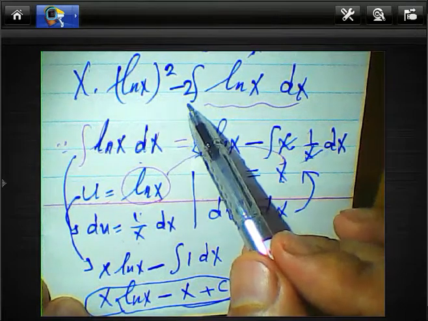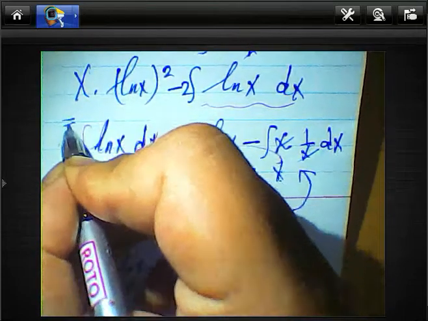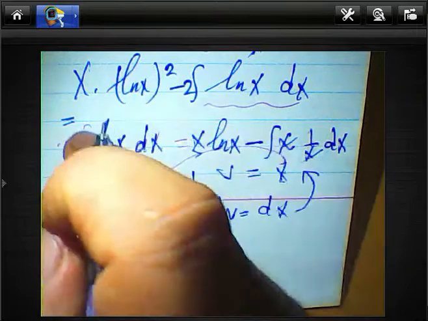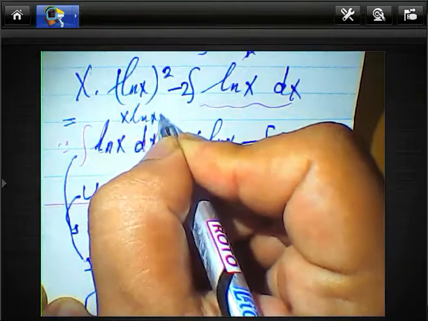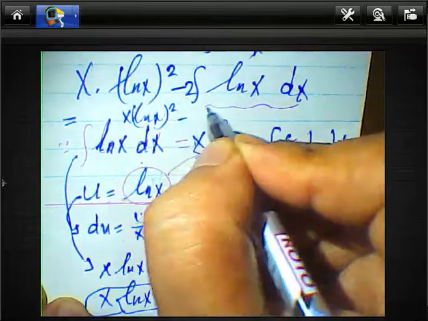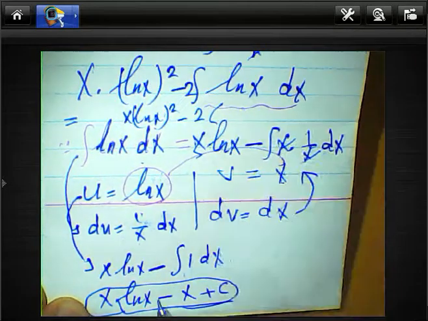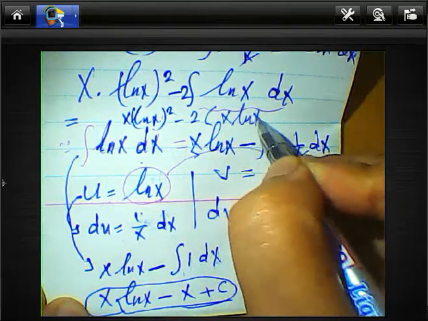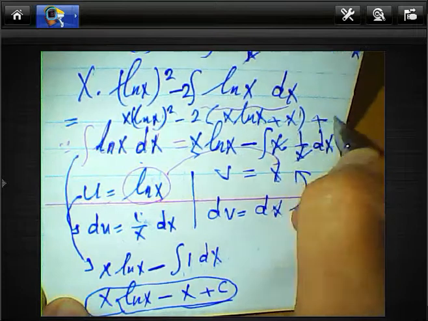We must distribute 2 to all expressions. Then the result will be, okay, I will write the result here. x ln x whole power 2 subtract 2 multiply by x ln of x subtract x plus constant.